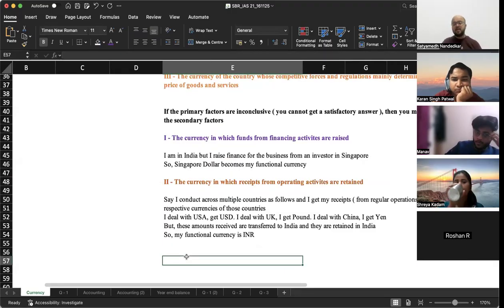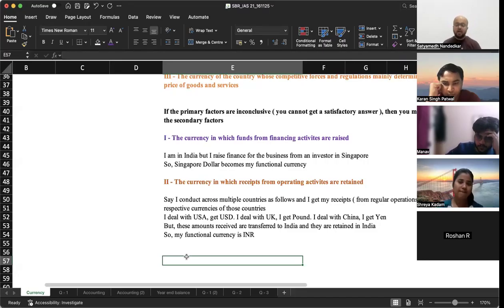If the primary factors are inconclusive, that is, you cannot get a satisfactory answer there, then you must evaluate the secondary factors. The currency in which funds from financing activities are raised. So, say I am in India, but I raise my finance from an investor in Singapore, then that might become my functional currency. The currency in which receipts from operating activities are retained.